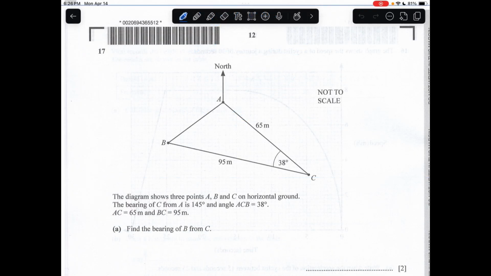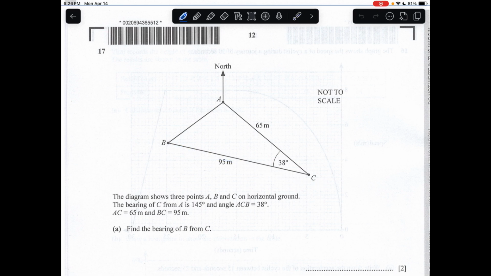Question 17. The diagram shows 3 points A, B and C on the horizontal ground. The bearing of C from A is 145, so we are looking at the bearing of C from A. So this bearing is going to be 145 degrees, and angle ACB, which is this angle that is marked, is 38 degrees. AC is equal to 65 meters, and BC is 95 meters. We need to work out the bearing of B from C.